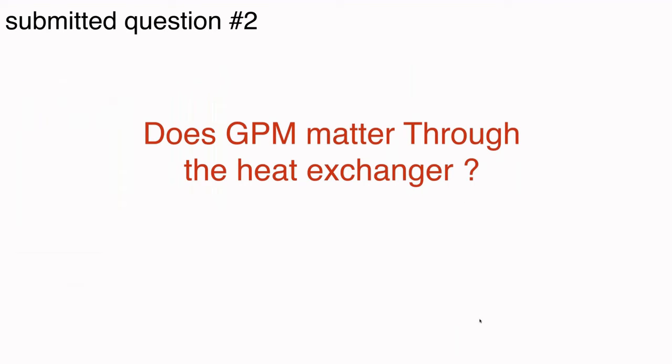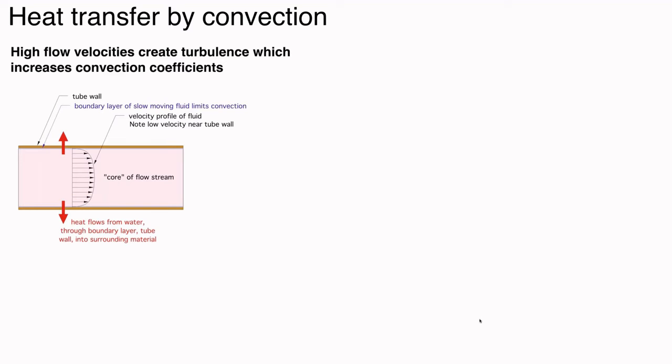Now, as Max was saying, we do look at the questions that you folks submit prior to the webinar. And one of the questions, this is verbatim: does GPM matter through the heat exchanger? And the answer is yes. Flow rates and flow velocities are related. As one goes up, so does the other. High flow velocities create turbulence, and that increases convection.